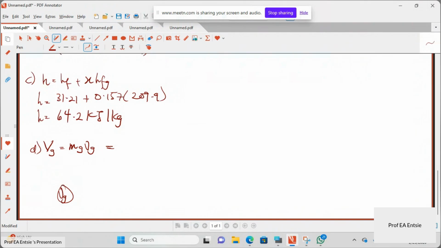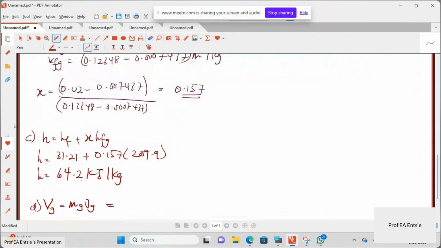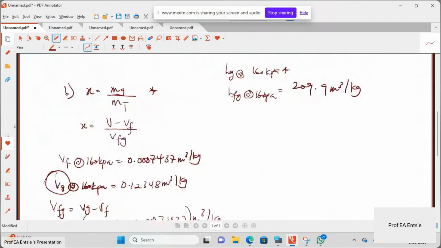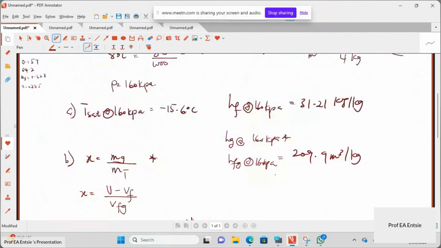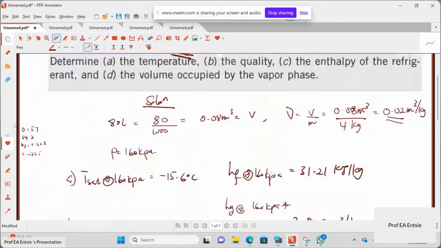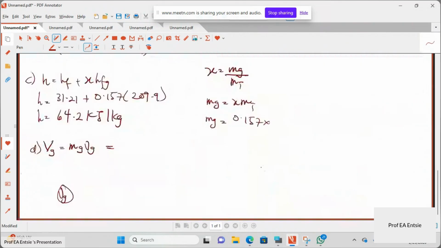So with this, I need the mass of vapor, for which if I know the quality, I can find it because I know that quality is total mass of vapor over total what? Mass. So mg will be x times mt. So mg is 0.157 times mt. What is the mass of the total water the vessel contains? 4. So if you did this one right, you get 0.628 what? Kilograms.